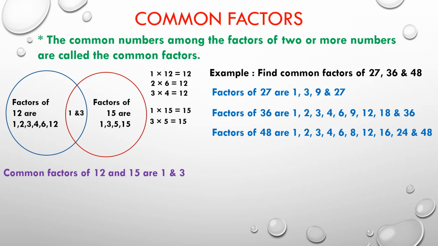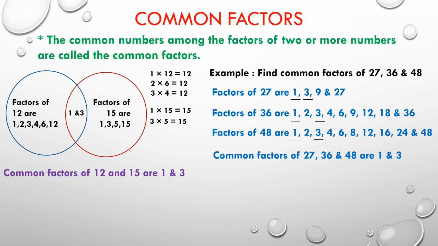What are the common factors? Yes, first one is 1, another one is 3. 9 is coming in the factors of 27 and 36 but not in 48. So I can't say 9 is a common factor. When I am finding out the common factors, it should be in factors of 27 also, factors of 36 also and factors of 48 also. So the common factors of 27, 36 and 48 are 1 and 3.